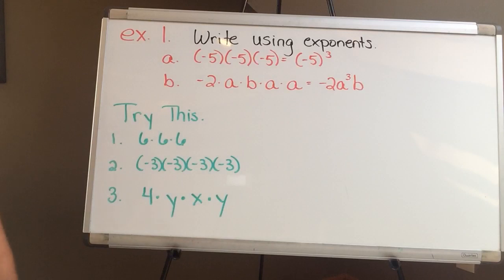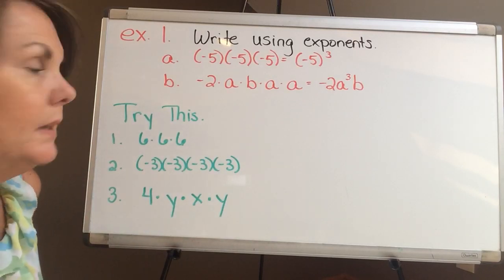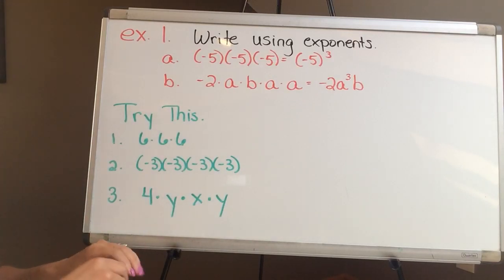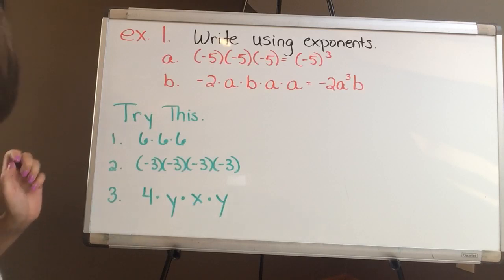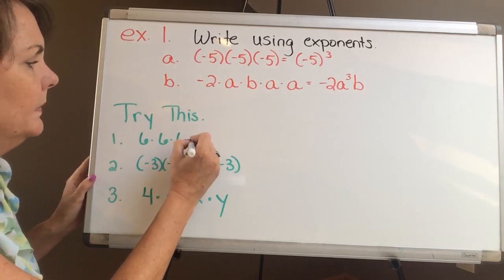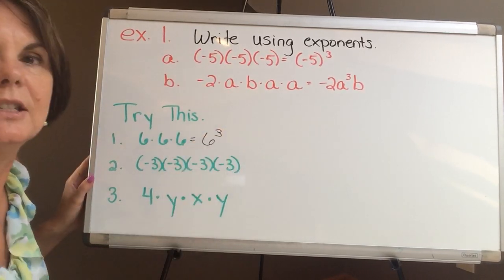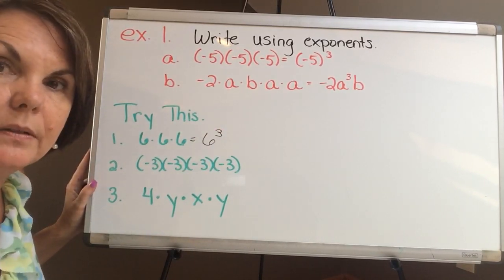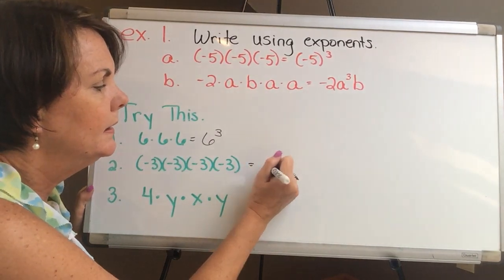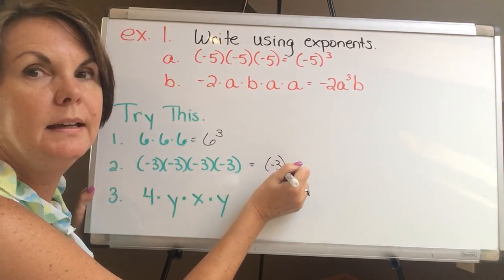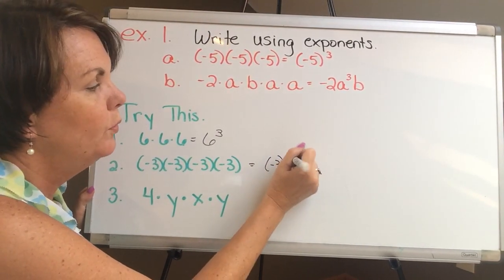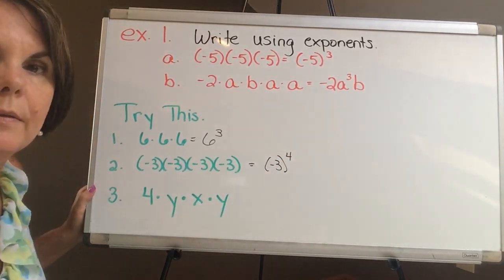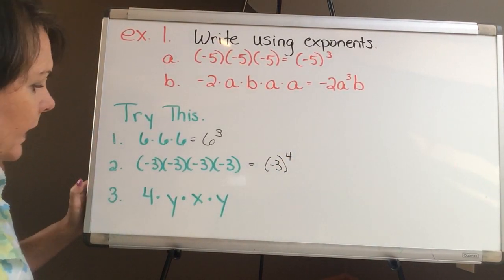Let's try a couple. I want you to write using exponents again. 6 times 6 times 6. Well, how do I write that using exponents? 6 to the 3rd. -3 times -3 times -3 times -3. My base is -3, and it's there 4 times. So -3 to the 4th power.